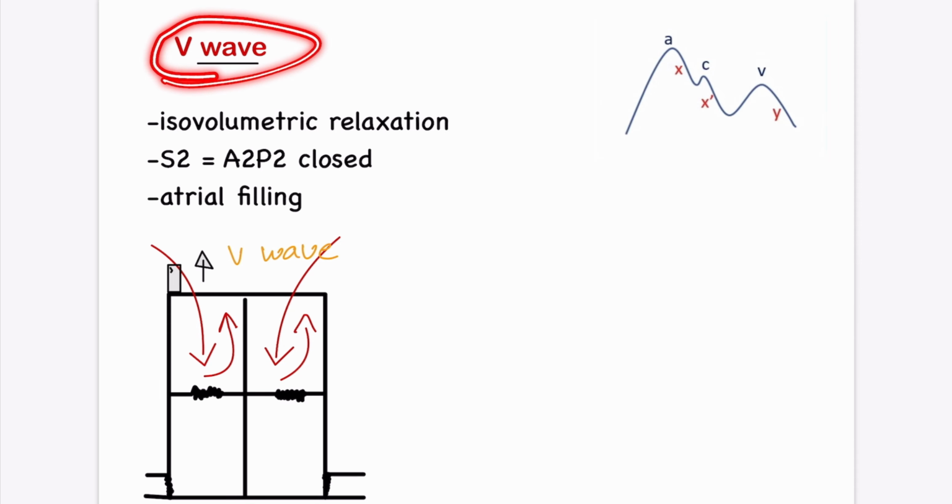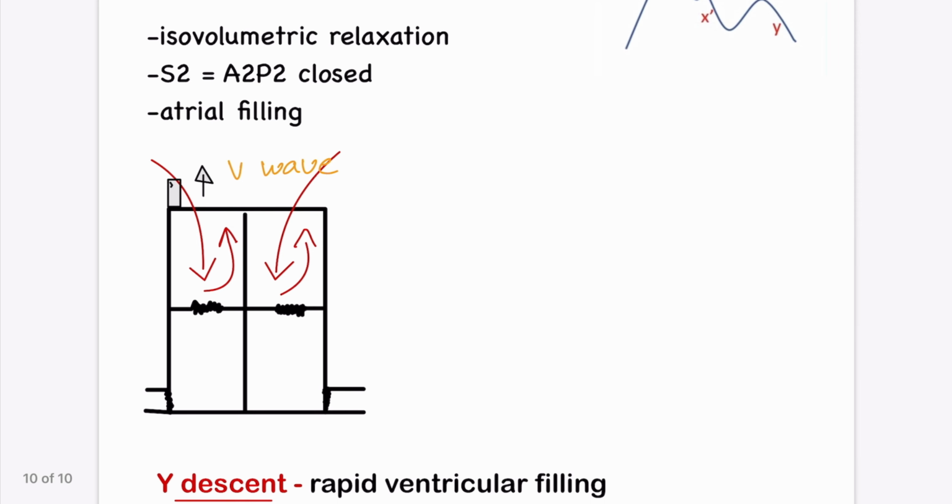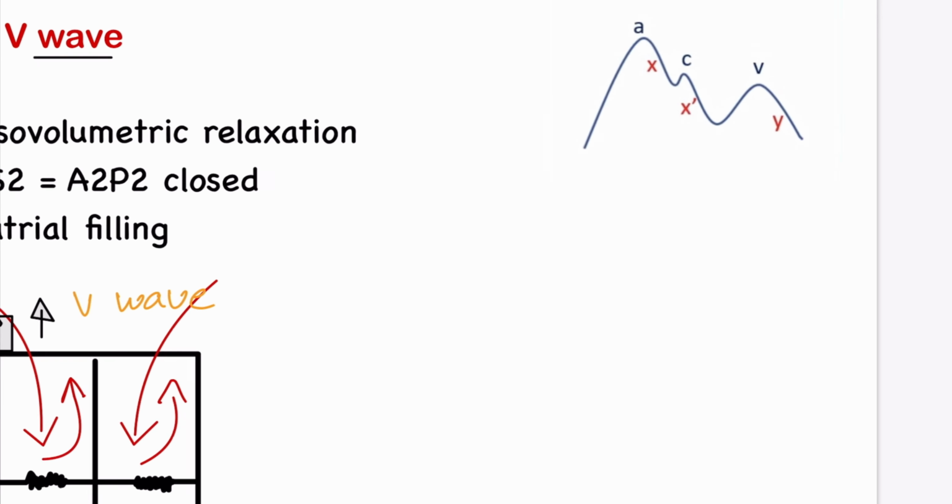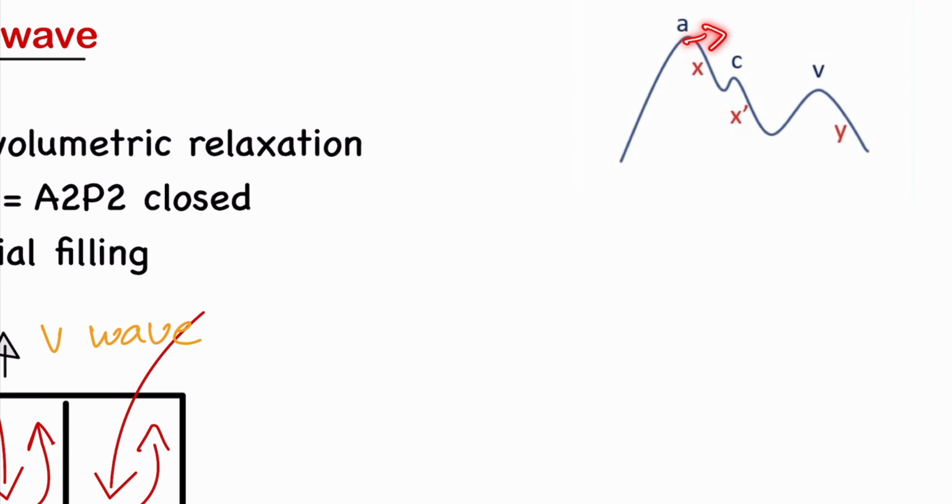Next is the V wave. So I'll revise from the beginning. First is the A wave, which is seen in atrial systole. Then the C wave, which is seen in isovolumetric contraction. And after you have the X descent, which is seen in ejection phase.